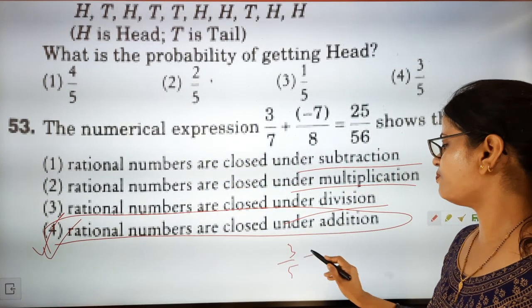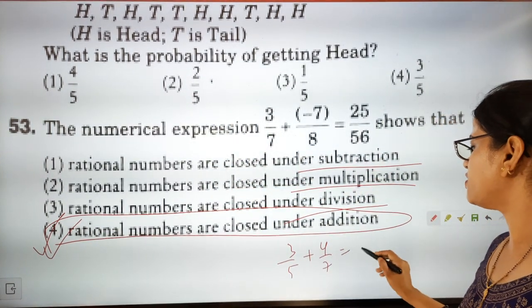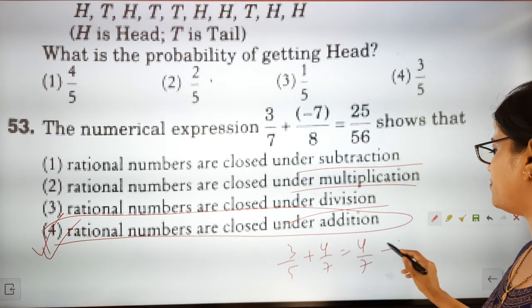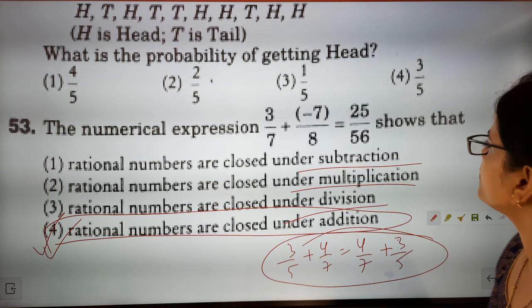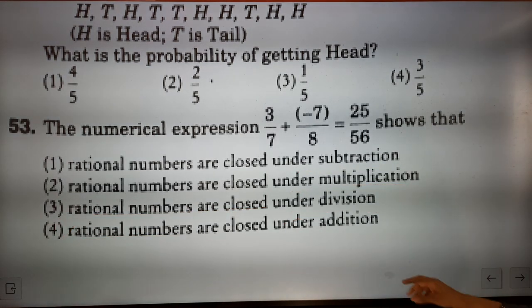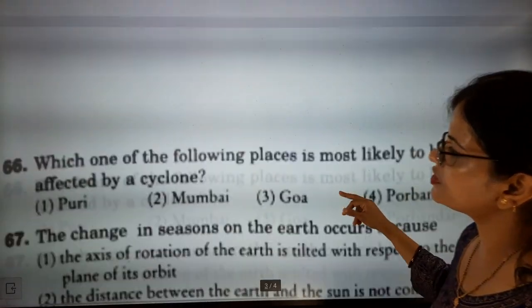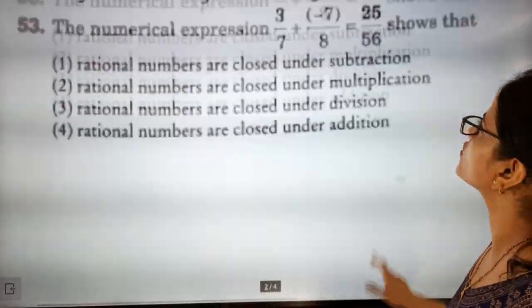3 by 5 plus 4 by 7 equal to 4 by 7 plus 3 by 5. So this is exactly addition. It will be closed under addition only. So question number 53 is over. So we will go for the next question.